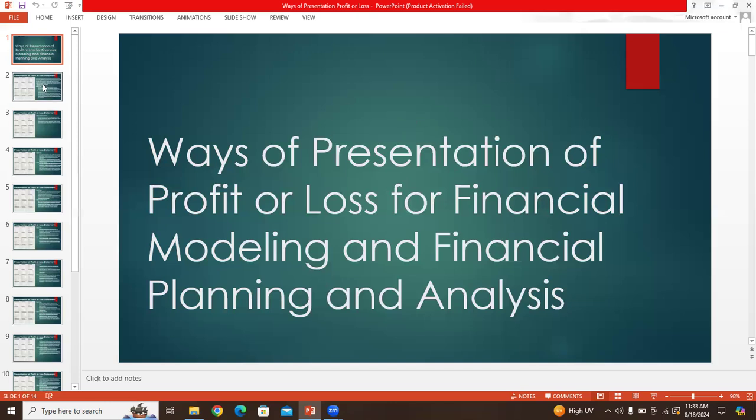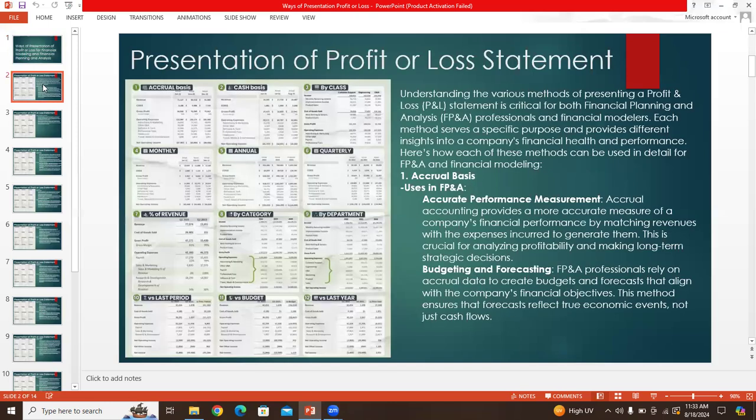What's the first thing we're going to see? Here, it says presentation of profit and loss statement. On the left hand side, you can see an infographic which explains the different variations, the different types of presentation of a profit and loss statement. We need to understand it side by side, and this will be explained deeply for financial planning analysis as well as for financial modeling.